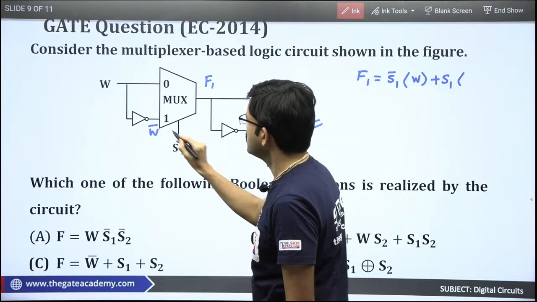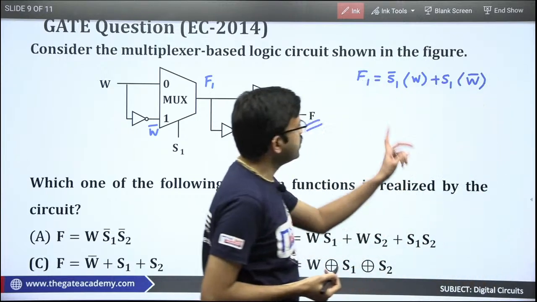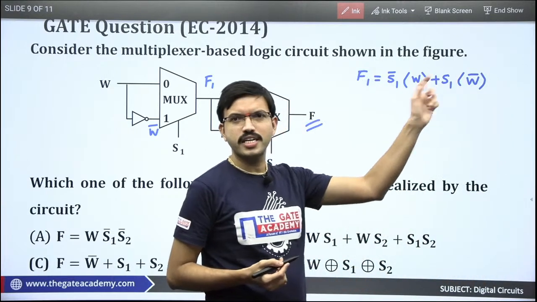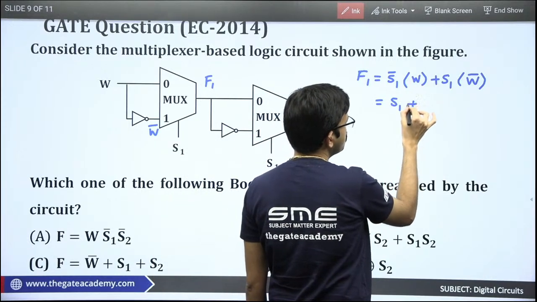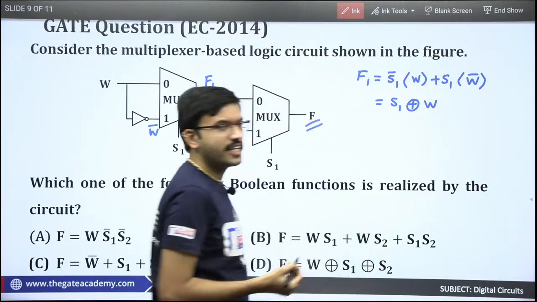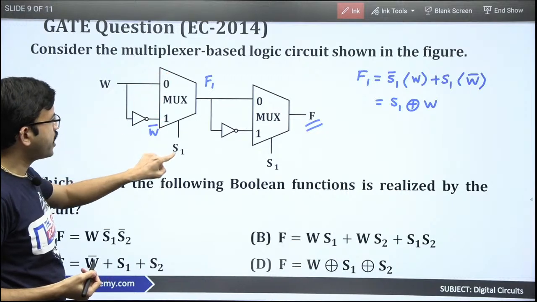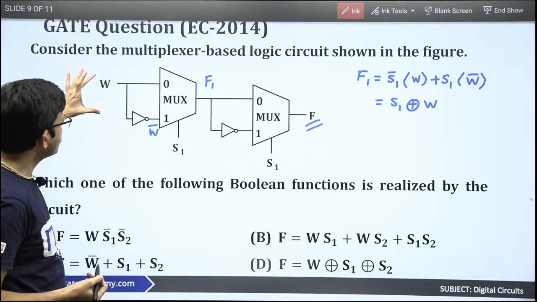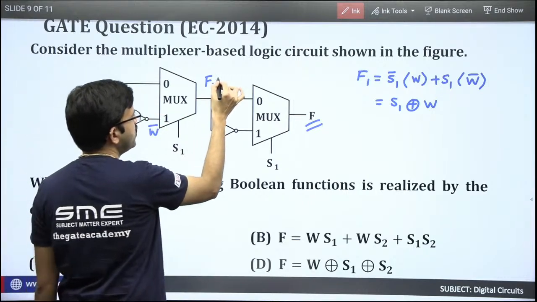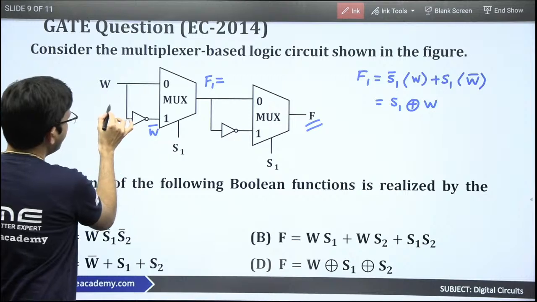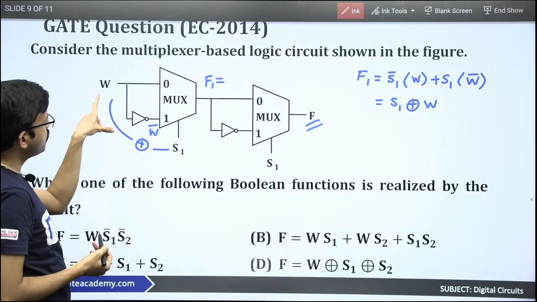I1 is W bar. Now if you carefully observe, here S1 bar W plus S1 W bar, that is nothing but what? Exclusive OR operation, right? S1 exclusive OR W. Just carefully observe here. Here you are having a 2 by 1 mux, you are having selection line S1, and the inputs are W and W bar. So here F1 is the exclusive OR among these two. Yes or no?